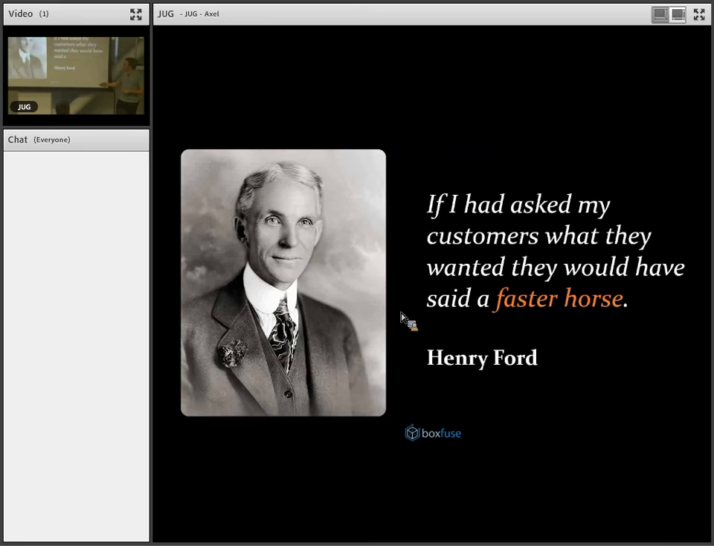Now, let's turn to wisdom. Once again, we use our time machine and go back about 100 years in time to this gentleman from the automobile industry. He had this famous quote: "If I'd asked my customers what they wanted, they would have said a faster horse." And this is exactly what we got in IT.